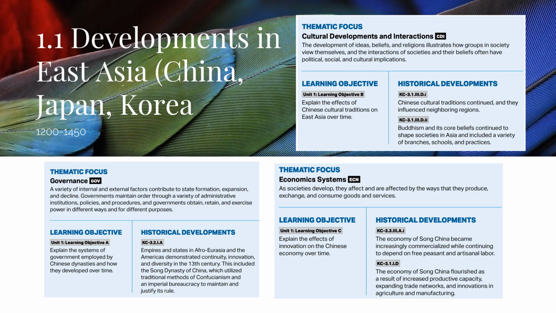Okay. I also was able to go into AP College Board and screenshot the different thematic focuses for each one of the sections. So for specifically 1.1, developments in East Asia, the major countries you're going to be looking at here are going to be China, Japan, Korea. Those are pretty much the major kingdoms, dynasties, states that you will get a question from for East Asia, particularly at this time.